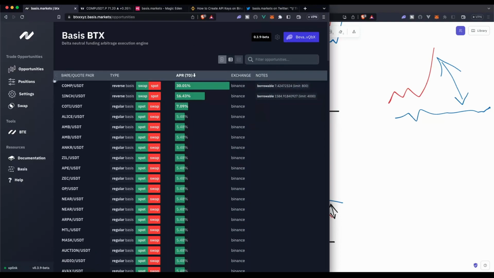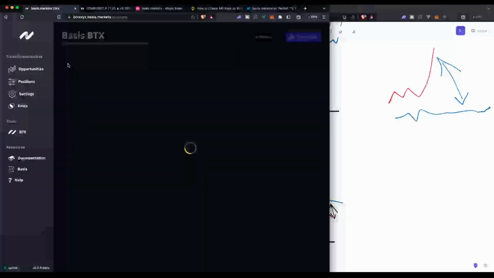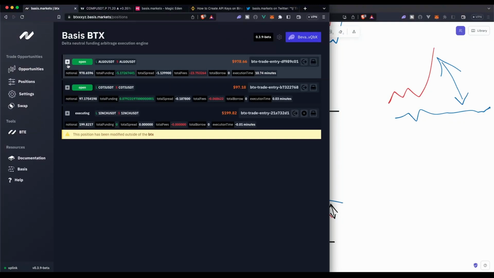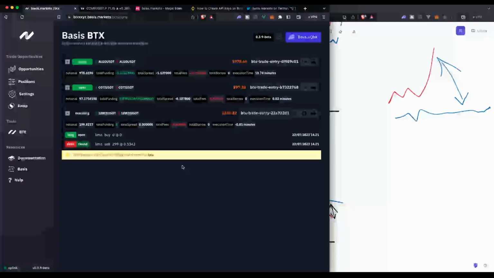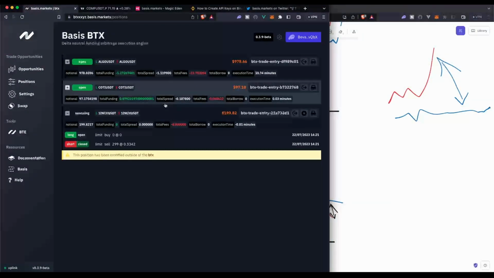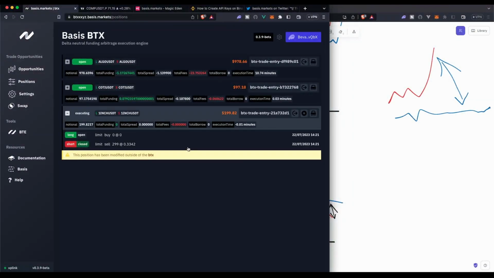And now we can go over to our positions. Load that up, and we should have the 1INCH. Okay, so here we go. Get this warning. I've got to talk to Bull about that. I'm not sure why that pops up, but it's clearly not been modified outside of the BTX. But it's executing that trade.